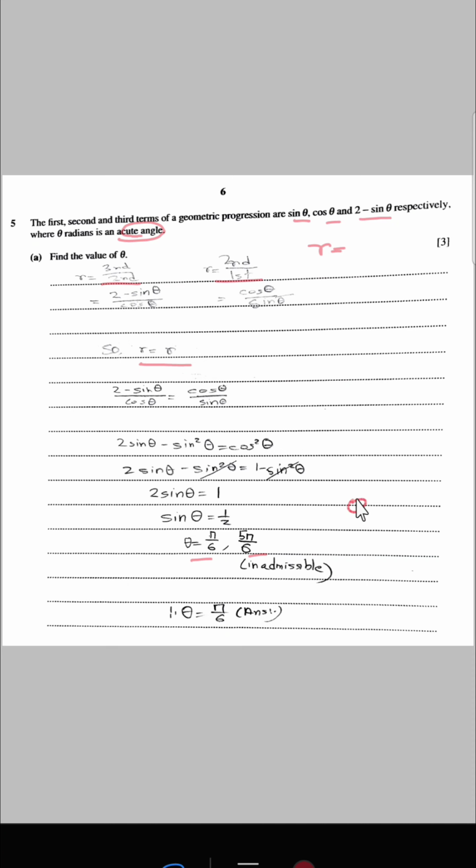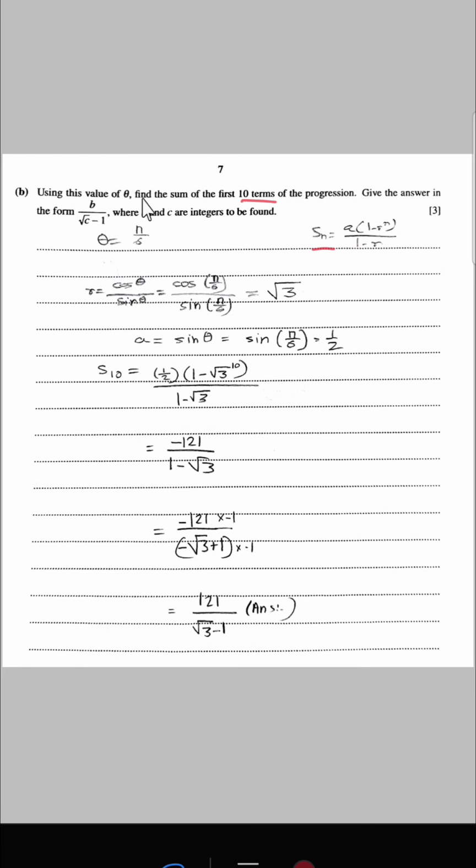that means the angle is between 0 and 90 degrees or pi by 2. So this value is outside our range, so we ignore it and write our final answer as pi by 6. Using this value of theta, find the sum of the first 10 terms of this progression, giving your answer in the form of a surd.